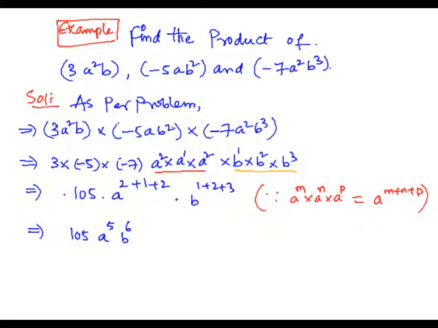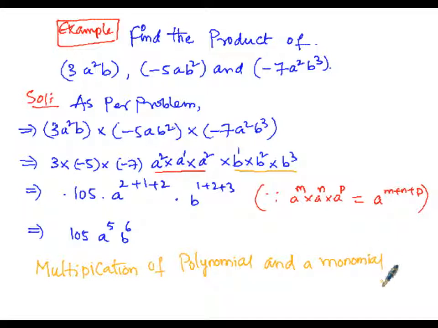Multiply a polynomial, consisting of two or more terms, with a monomial. Here we will study the multiplication of a polynomial and a monomial, whereas a monomial means an expression consisting of a single term, and a polynomial means an expression consisting of two or more terms in it.